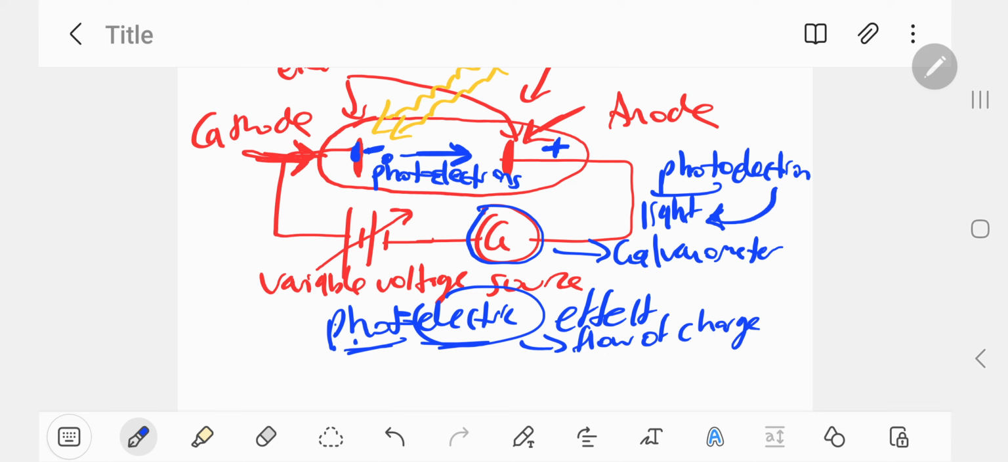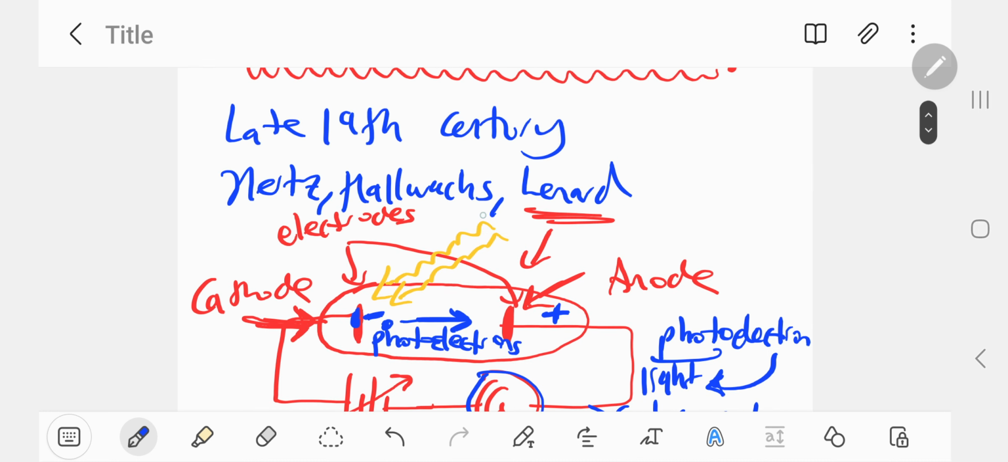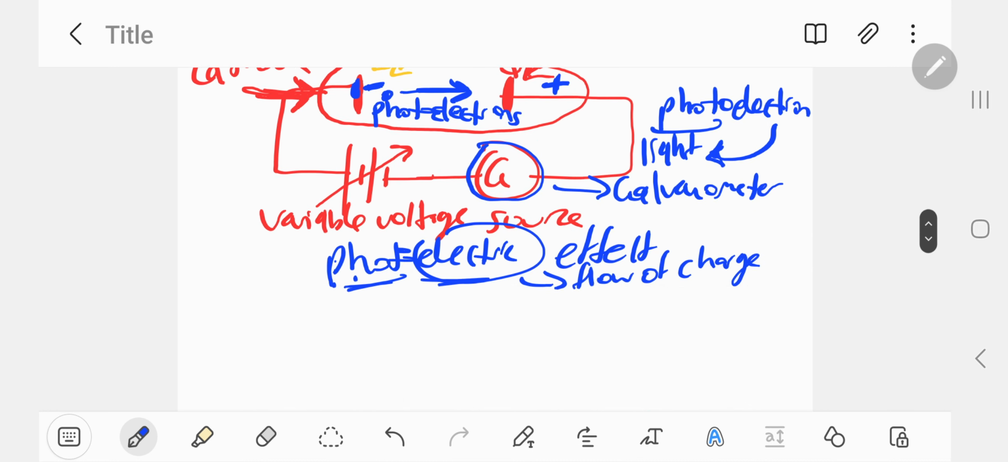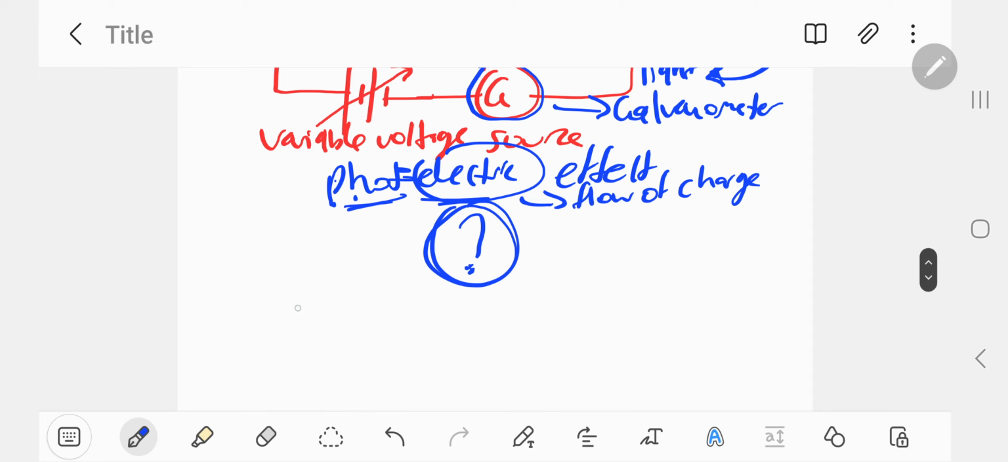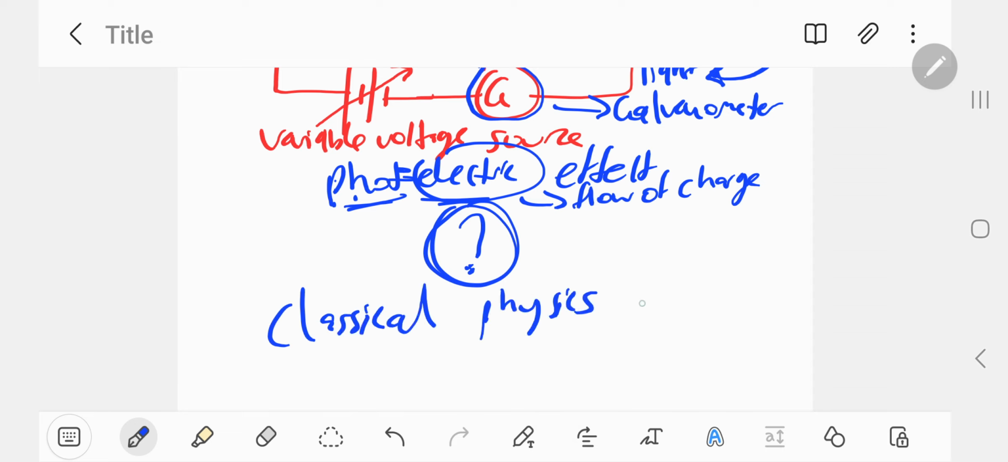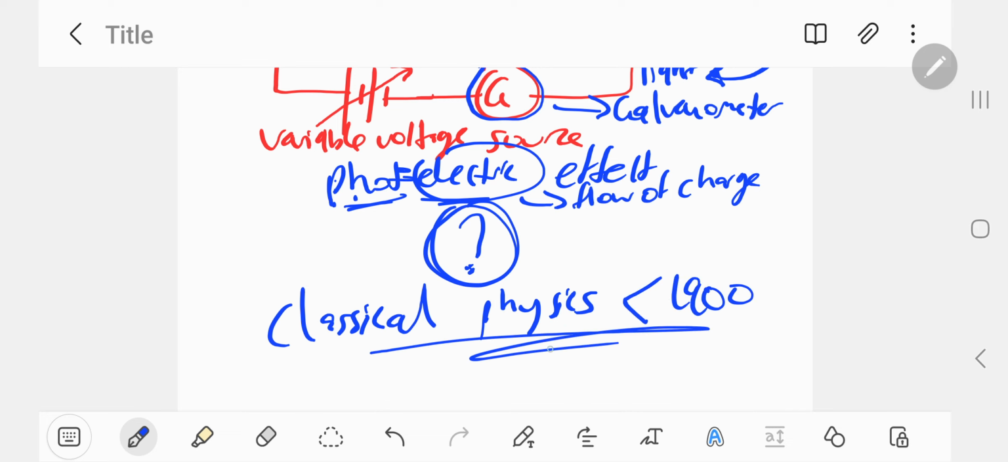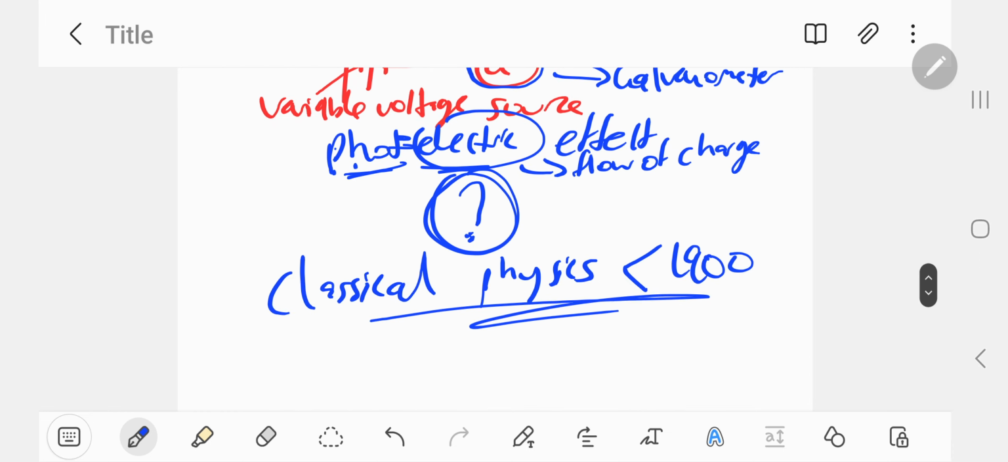Lenard could not theoretically explain what was happening, nor did any of the other physicists, Hallwachs, I think that's how you pronounce it, and Hertz. So there was a big question mark there. What was happening? How could you explain this theoretically? Classical physics, so the physics before the year 1900, could not explain this effect.